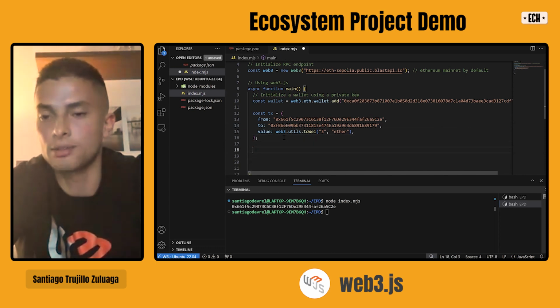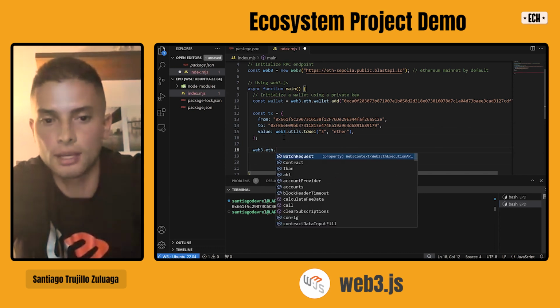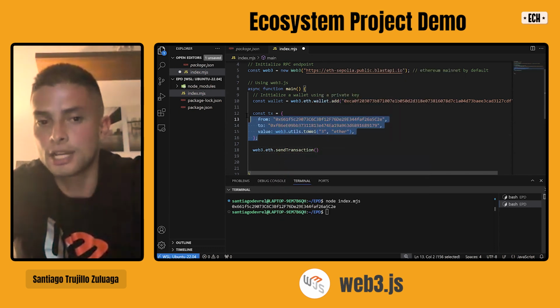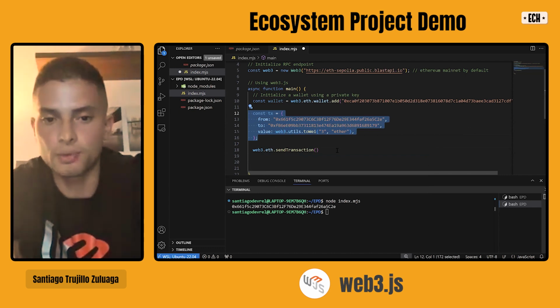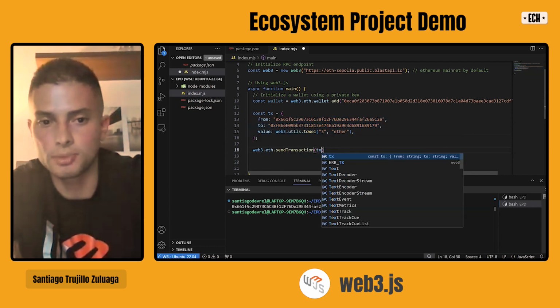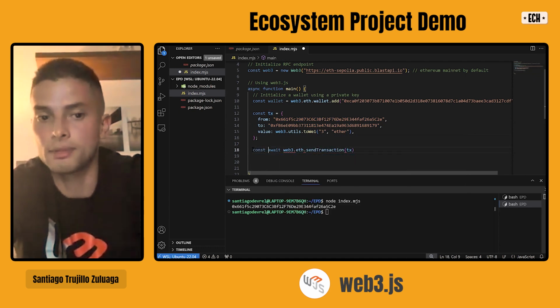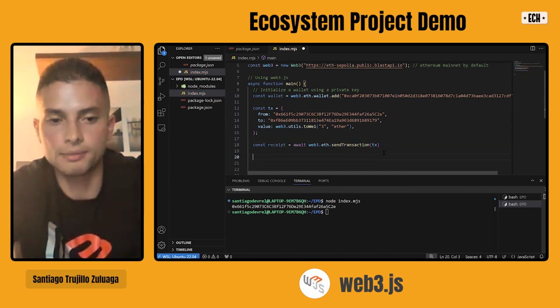To send the transaction, we can use this method called web3.eth.sendTransaction. Web3.js will take this transaction, sign it under the hood, and then send it to the network. So we just send this transaction object that we have here. Then there's an await here, and this will return the receipt of the transaction. So I will just print the receipt here.